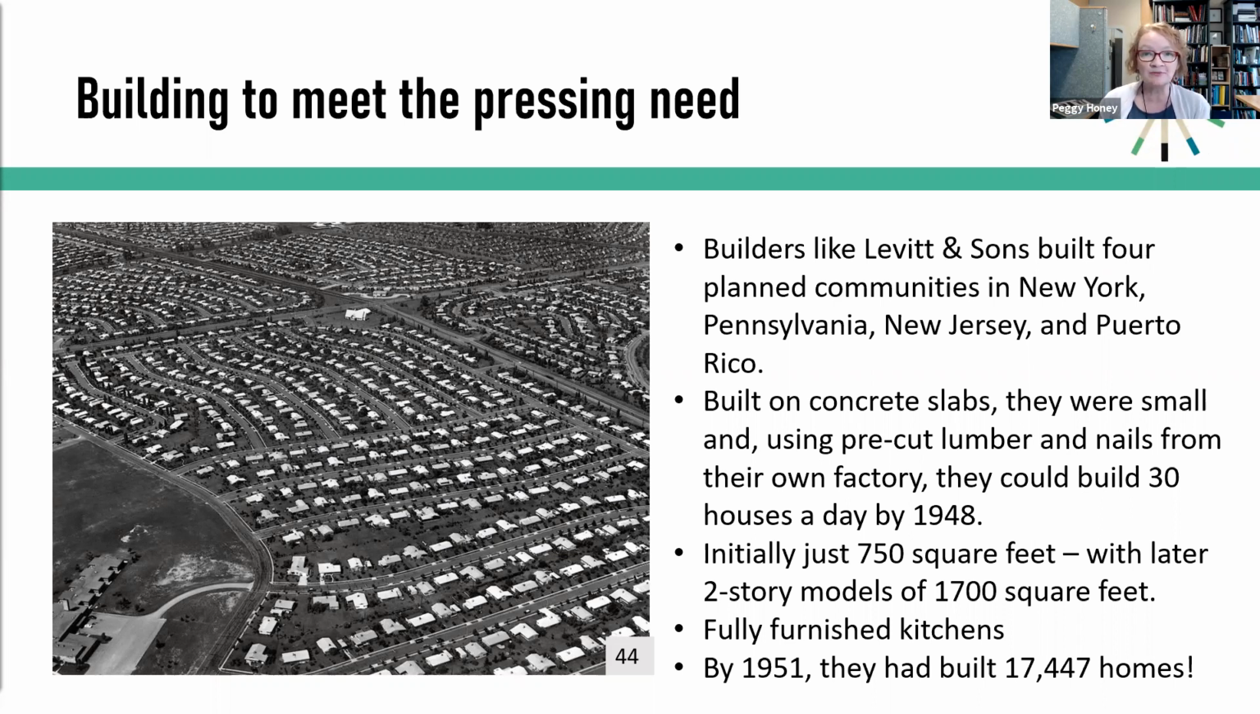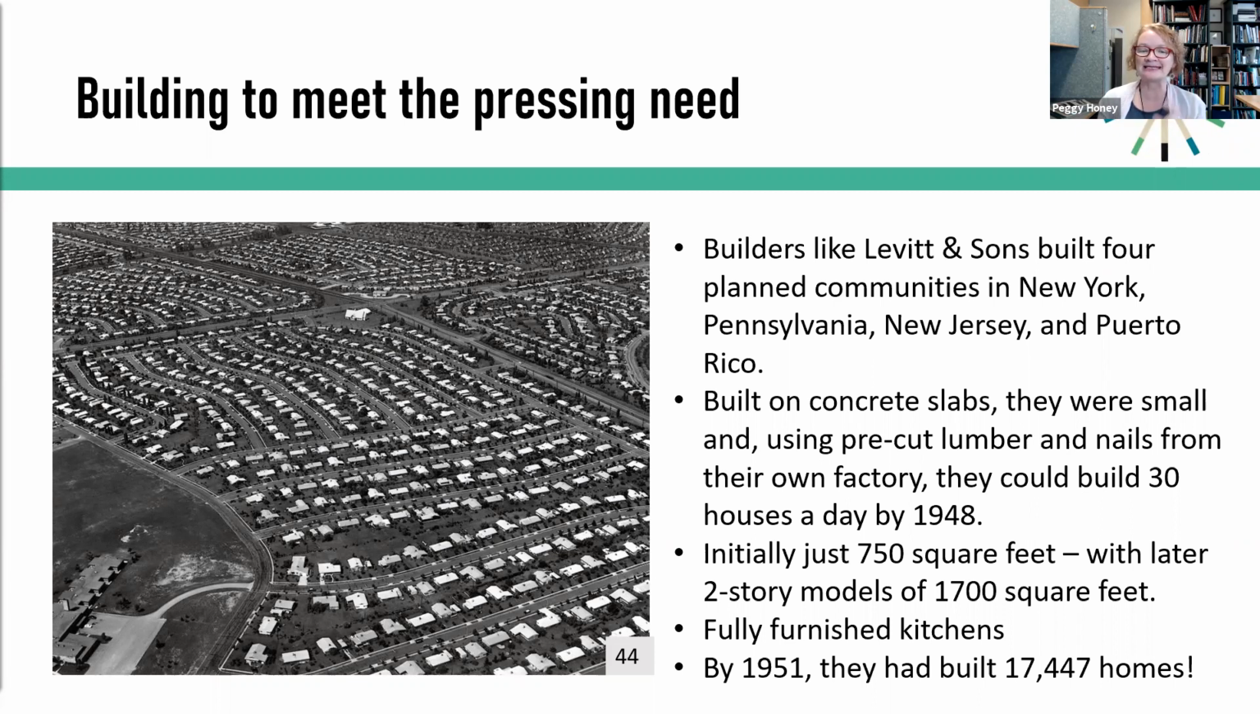And then they hired groups of individuals that they trained to work on a specific part of the house. So it was almost assembly line housing building. They could build 30 houses a day by 1948. And these were small homes, only 750 square feet. So that's about the size of maybe a 1-bedroom apartment in today's market. They would put a second floor on that, which would double the size.